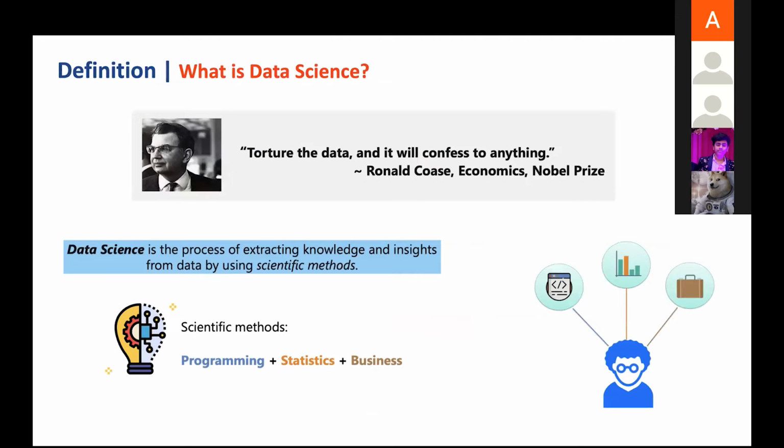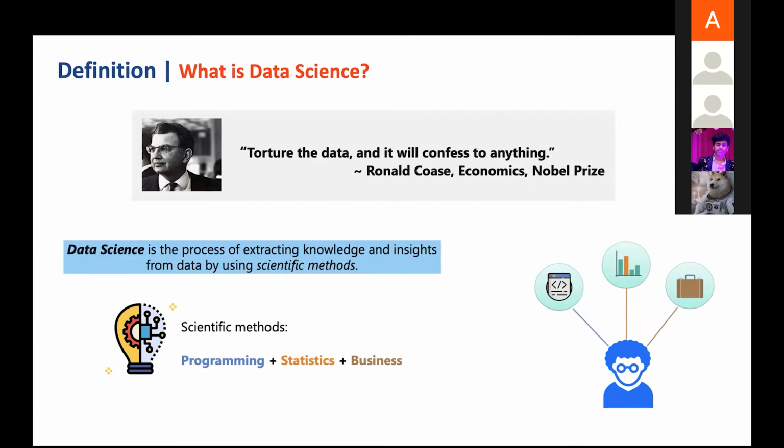So data science is basically, yeah, let's go. What is data science? One of the economists who won the Nobel Prize has quoted that torture the data and it will confess anything. It means if you play a lot with the data, you'll get some information.